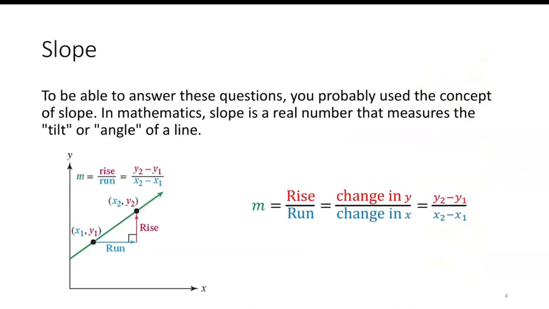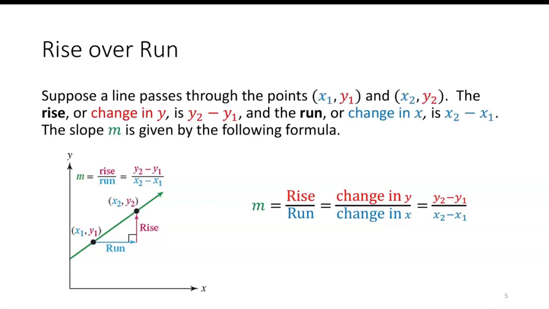To be able to answer these questions, you probably use the concept of slope. In mathematics, slope is a real number that measures the tilt or angle of a line. So suppose a line passes through the points x1, y1, and x2, y2. The rise, or change in y, is the difference of the y values, y2 minus y1. And the run, or the change in x, is the difference of the x values, x2 minus x1.